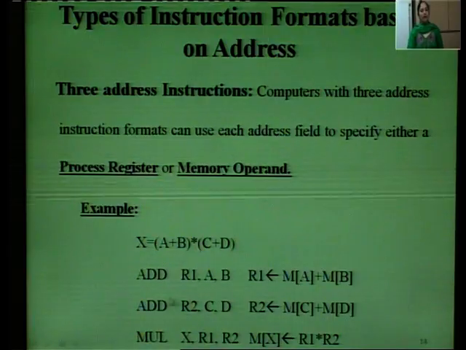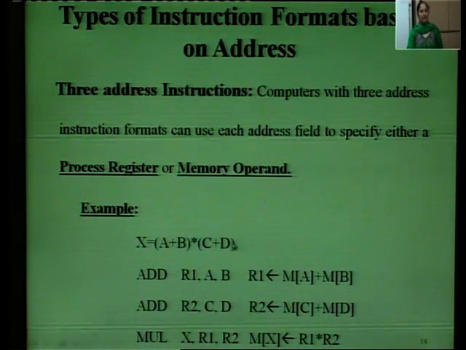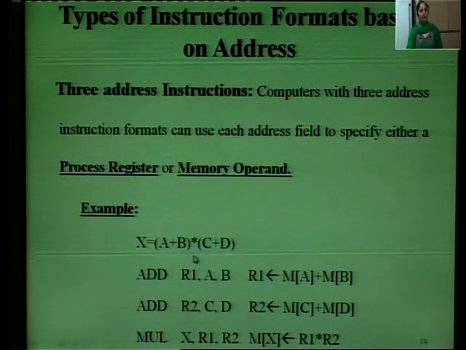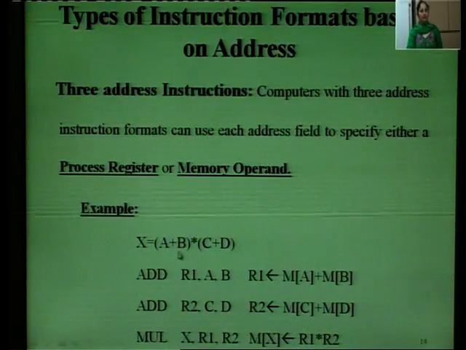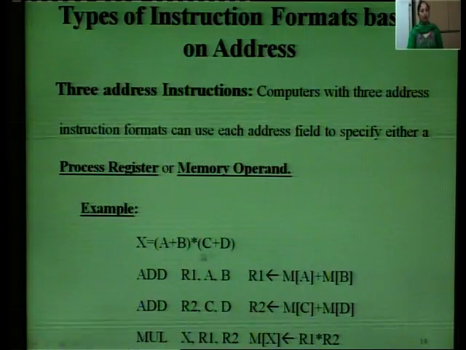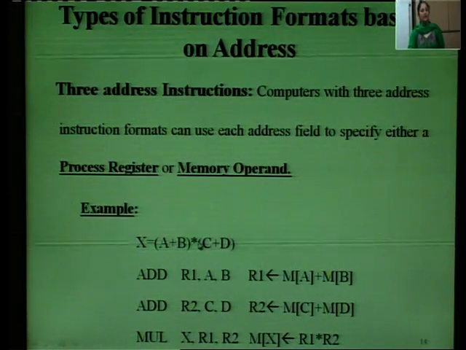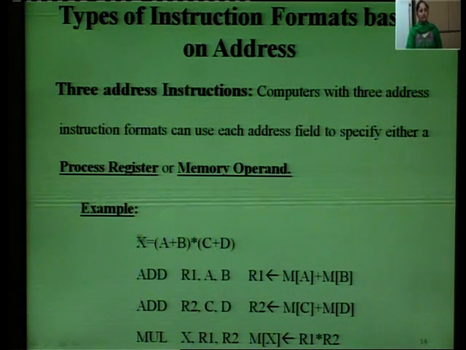Here we have an example, X equals (A plus B) into (C plus D), the multiply of these two. After performing A plus B and C plus D, both of the terms, or both of the registers, are multiplied and the data is stored in the X register.